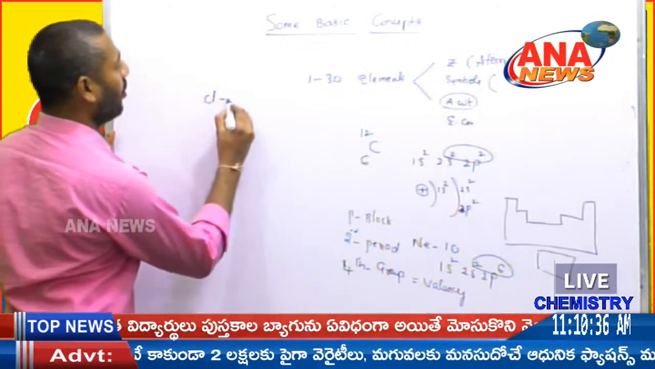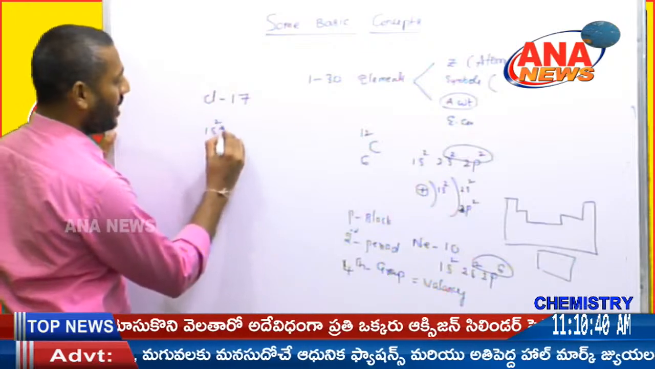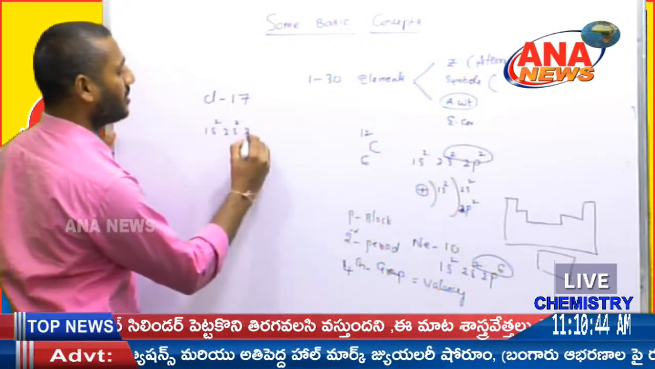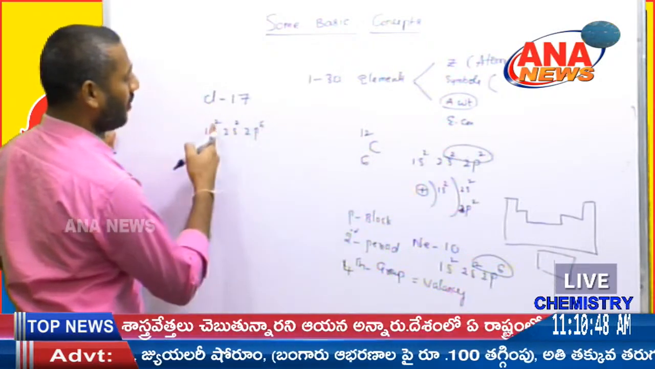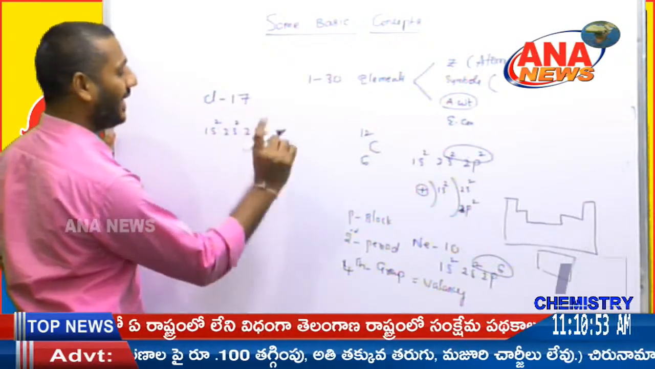So we can take chlorine, whose atomic number is 17. The configuration is 1s2, 2s2, based on their molecular diagram. This is very important. So 2s2, 2p6. Almost all can count: 2 plus 2 is 4, plus 6 is 10, that is gone.